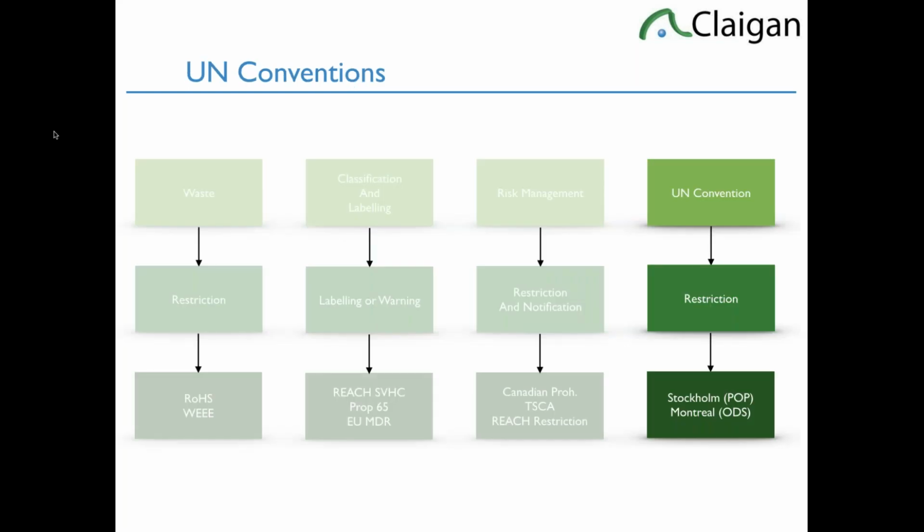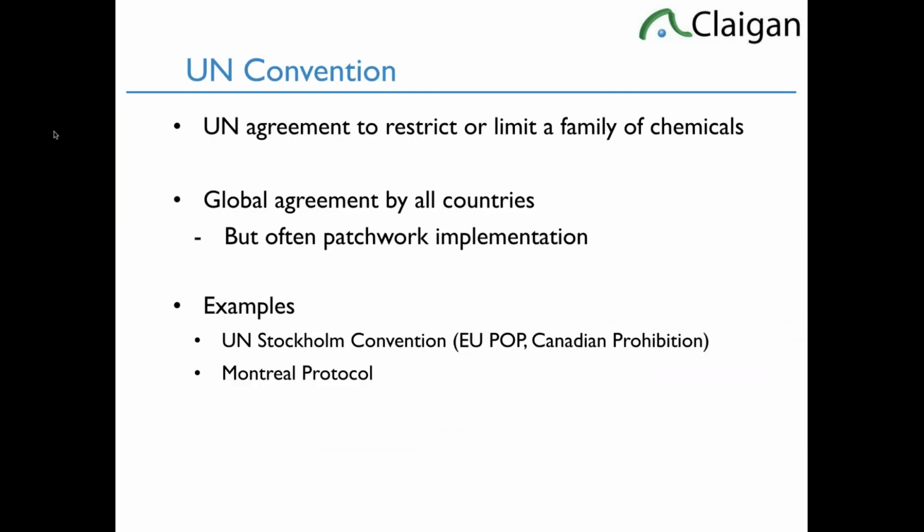So the fourth one is the UN conventions. And the UN conventions are really a classification process. We're going to talk mostly about one of them. It's basically a UN agreement to restrict or limit a family of chemicals. It's a global agreement by all countries, but the implementation may be different. So for example, for persistent organic pollutants under the Stockholm Convention, the US is one of the biggest writers of the ban or restriction on short chain chlorinated paraffins. So they wrote it, they agreed upon it, but for a variety of reasons, it's hard to pass federal legislation in the US, so it's not implemented in the US. It's kind of an irony about the whole thing. They wrote the restriction, or were one of the writers of it, but couldn't implement it themselves.